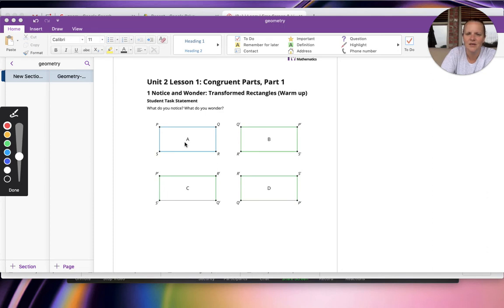Here, I notice that I have A, which is blue, and B, C, and D, which are green. All of the letters are like pre-image letters, where B, C, and D are all primes, which means they're image letters. And actually, if I look at it, it looks like I can reflect.